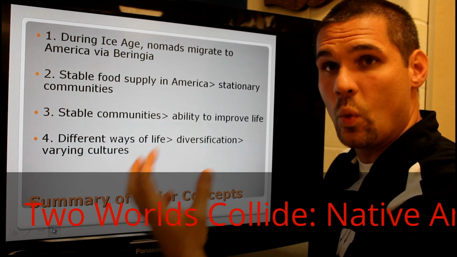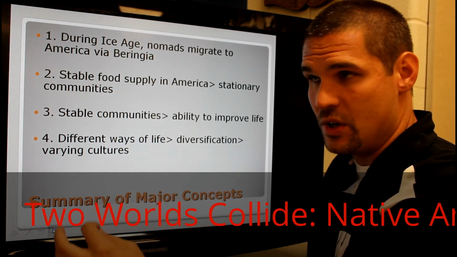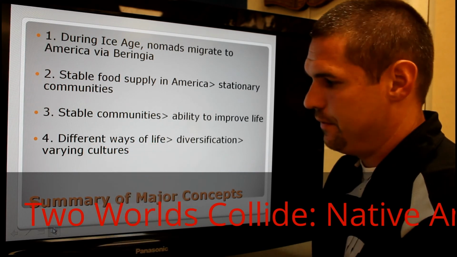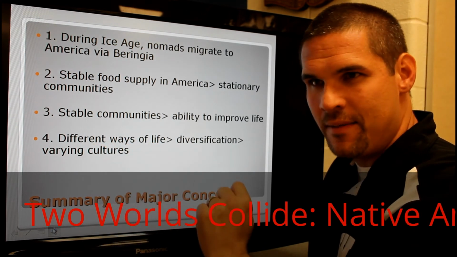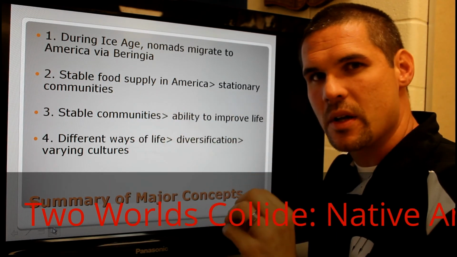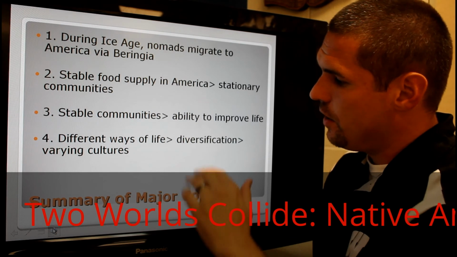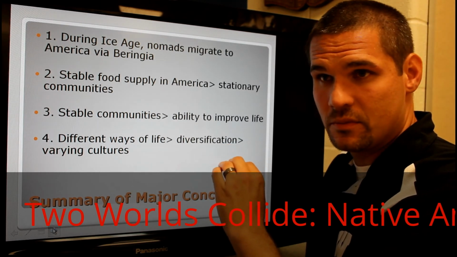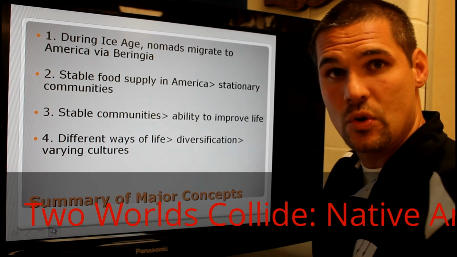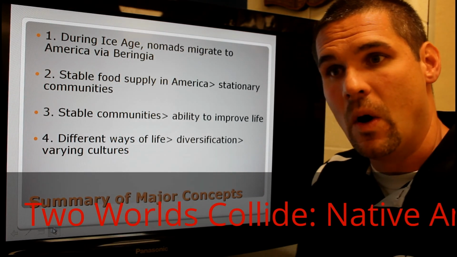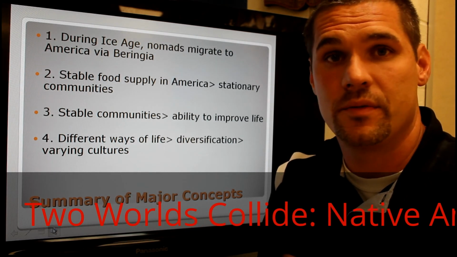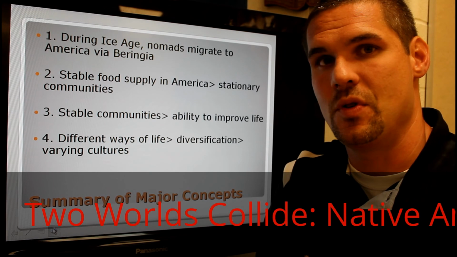Now, depending on where they migrated, where they settled, which region of the United States they settled, there are going to be different ways of life. In this different way of living, whether you're in the Southwest or the Northwest or the Southeast, you're going to get diversification or variety. So you're going to have different cultures that are going to come up. And that's how different native nations have different ways of living, because they had to adapt to their environment.